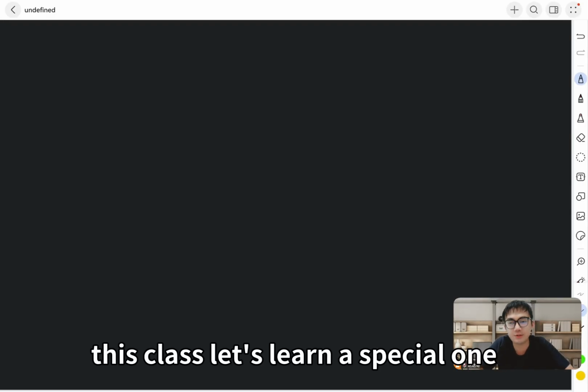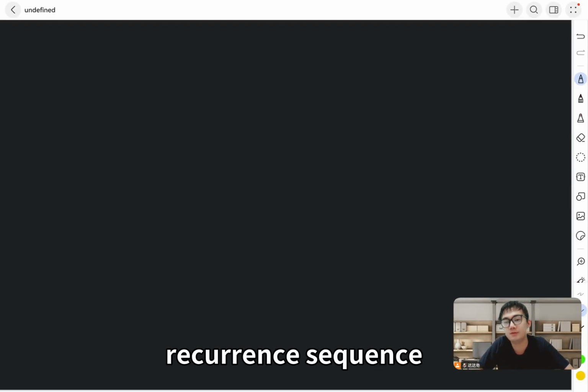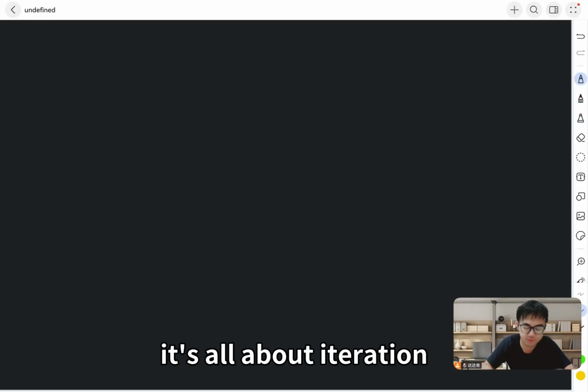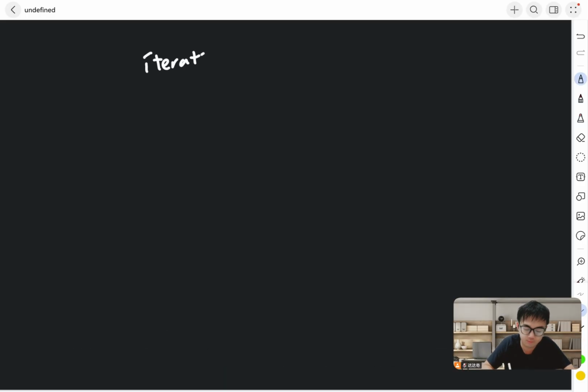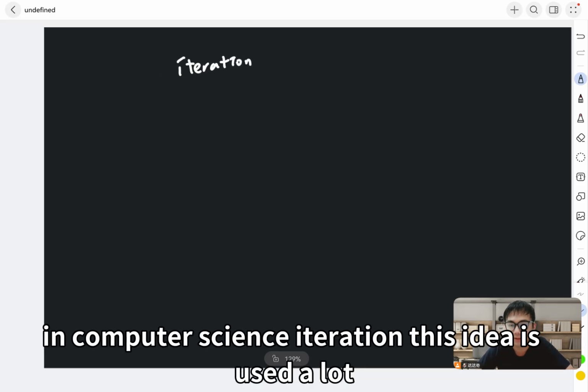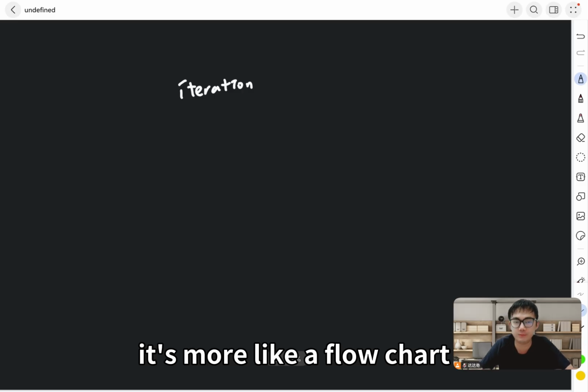This class, let's learn a special one, recurrence sequence. So what does recurrence or recursion mean? It's all about iteration. In computer science, this idea is used a lot. It's more like a flow chart.